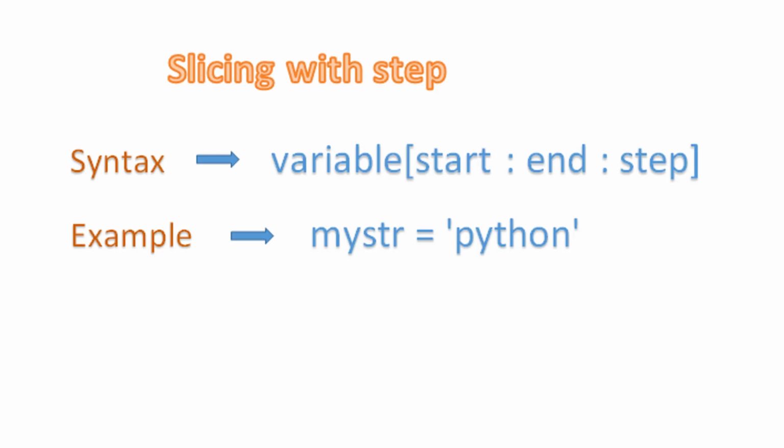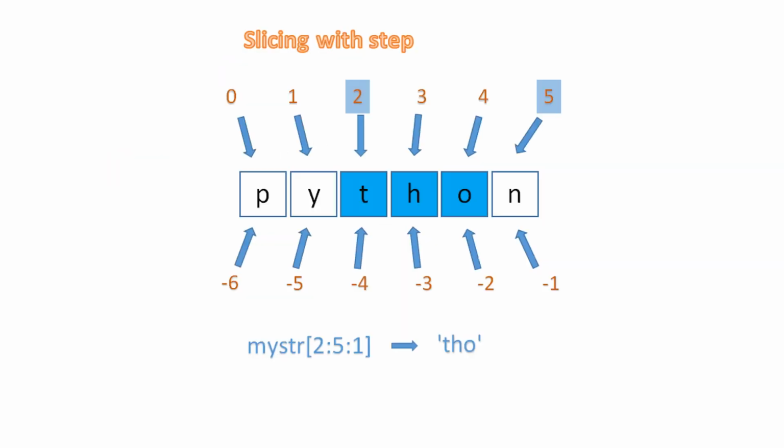Consider a string type variable named mystr is equal to Python. In this example, start index is 2, end index is 5, and step is 1. This is a default value and will work the same way as mystr[2:5]. In this example, start index is 2, end index is 5, and step is 2. It skips one element and gets second element from current element. So the output is TO.